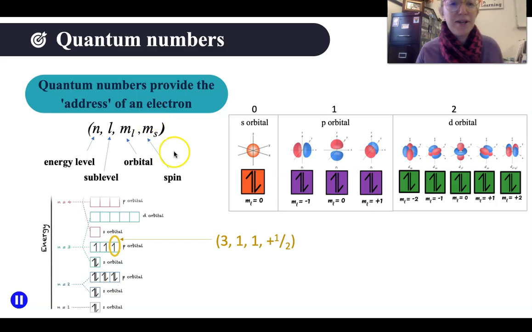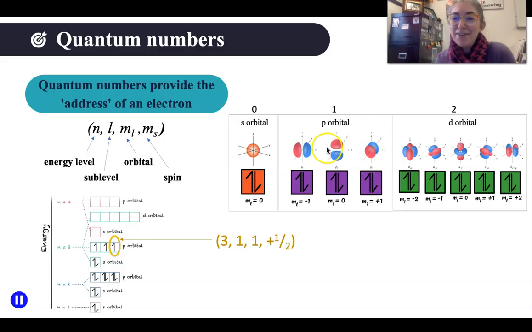Just a reminder that these quantum numbers just represent the address of a given electron. Each electron has a different amount of energy, so each electron occupies its own space: its own energy level, sublevel, and orbital. And we have a system for naming those. So the 4 quantum numbers: the energy level is 1, 2, 3, 4. The sublevel is s, p, d, but we use numbers instead. So s is 0, p is 1, d is 2.